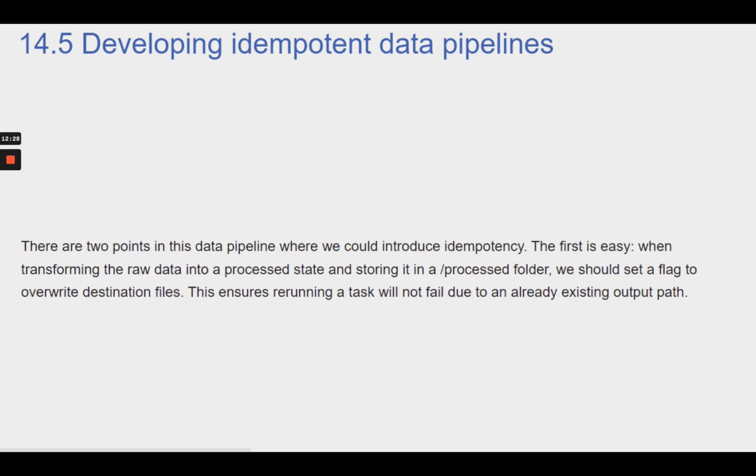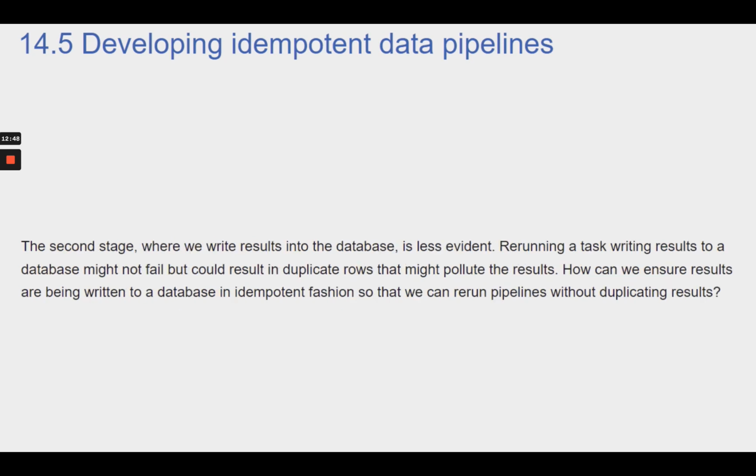Idempotency. There are 2 points in this data pipeline where we could introduce idempotency. The first is easy. When transforming the raw data into a processed state and storing it in a /processed folder, we should set a flag to overwrite destination files. This ensures rerunning a task will not fail due to an already existing output path.